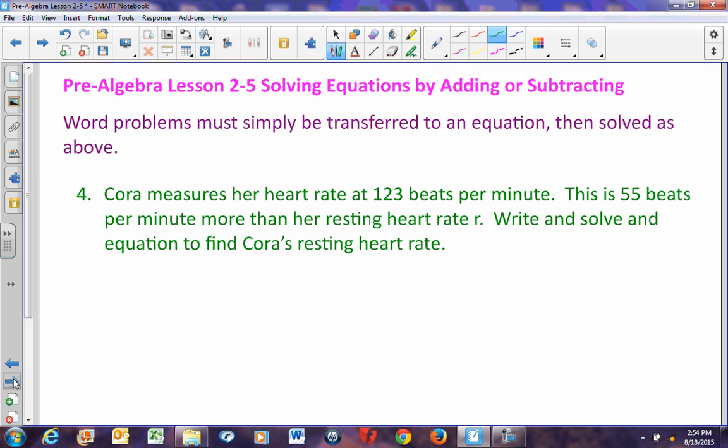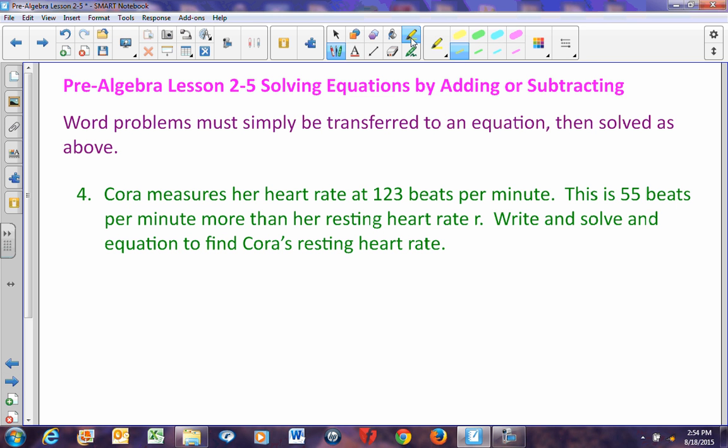Now, word problems will simply be transferred to an equation, then solved as we did before. So, what we need to do with word problems is you always need to define a variable. That's always your number 1 step. And your variable is normally going to be defined by what the question they ask you is. For example, Cora measures her heart rate at 123 beats per minute. This is 55 beats per minute more than her resting heart rate R. Write and solve an equation to find Cora's resting heart rate.